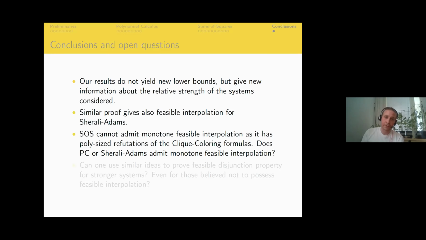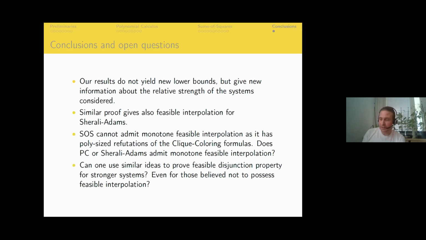Thirdly, we know that sums-of-squares cannot admit monotone feasible interpolation, as it has small proofs of the clique coloring formulas. But it's still open whether Polynomial Calculus or Sherali-Adams would admit monotone feasible interpolation.